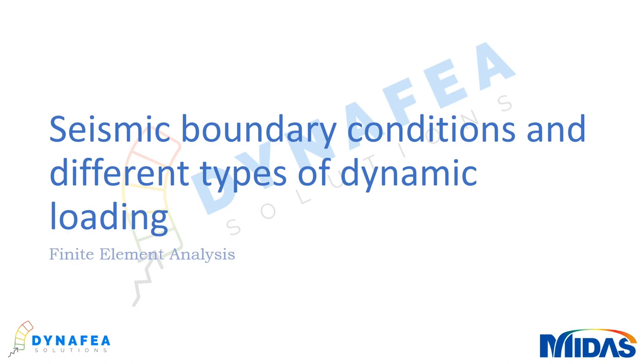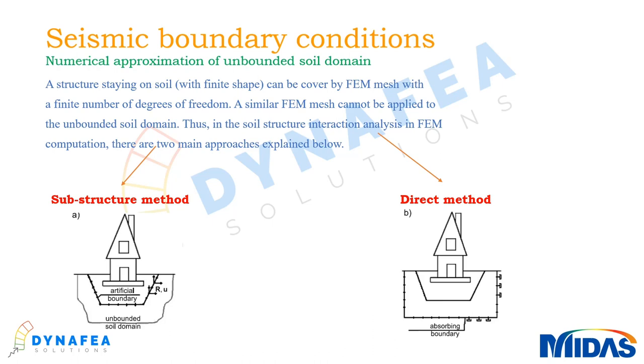When it comes to the boundary conditions in dynamic analysis, it's much more complicated because the calculations are in time, so we have to approximate the behavior not only in space but also in time. We have two main methods, the substructure method and the direct method. Of course, we all know that the soil is infinite, so it's not like a structure where it's easy to find where to put the boundary condition. When it comes to the soil, it's very difficult to decide what area we should take into account and why.